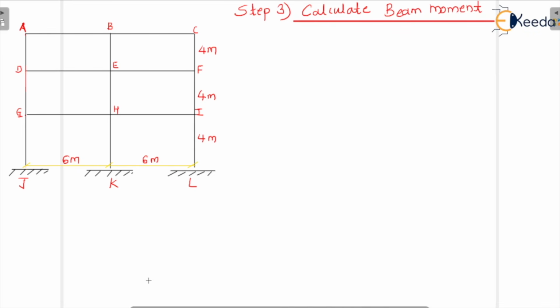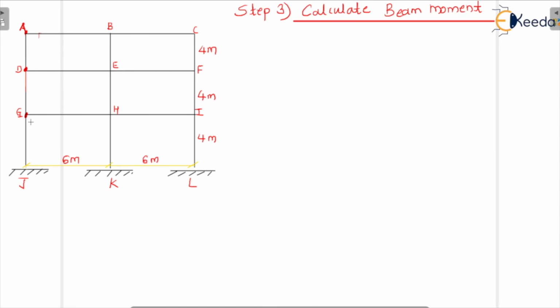So how do we calculate the beam moment? Just see, we have a joint G, a joint D and a joint A. With this we will be able to calculate the moments GH, DE and AB. So these are the moments we can easily calculate.